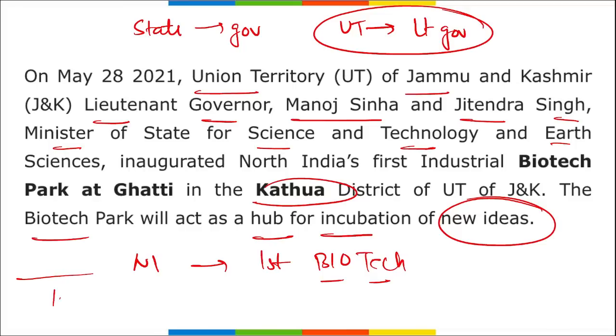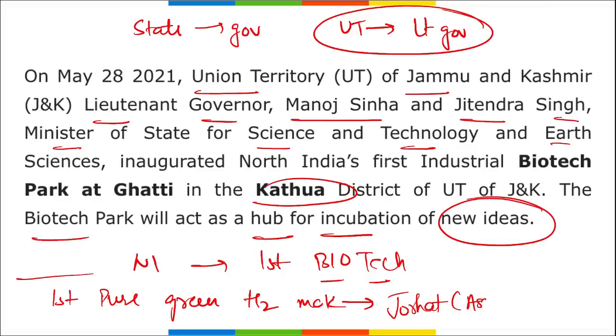Similarly, if I ask you, tell me where was the first pure green hydrogen making plant set up? It was set up in Jorhat. Where is Jorhat? Jorhat is in Assam. And it was set up by which organization? It was set up by Oil India Limited.